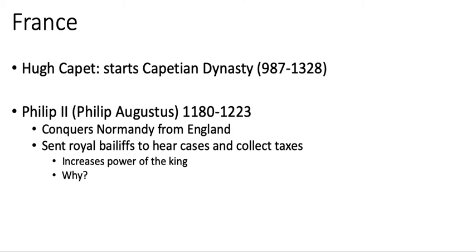As a way to increase his own power, he sends something called a royal bailiff, someone who is only loyal to him, the king, out to the different nobles in different lands to hear cases and collect taxes, right? So instead of relying on local nobles to do that and then cheating the system, he sends his own officials who are paid by him and are loyal to him only to do these things. So that increases his power over the lords and nobles of France.